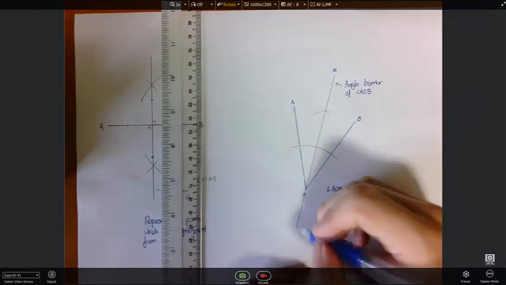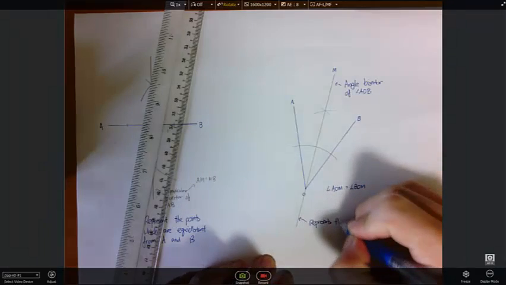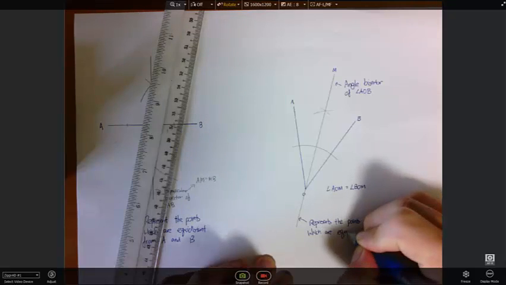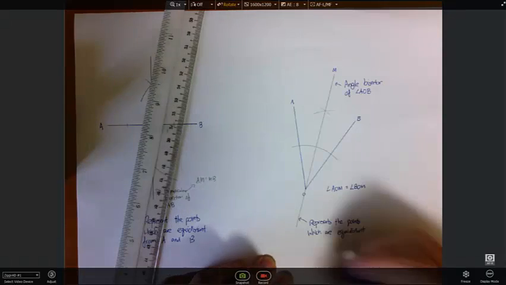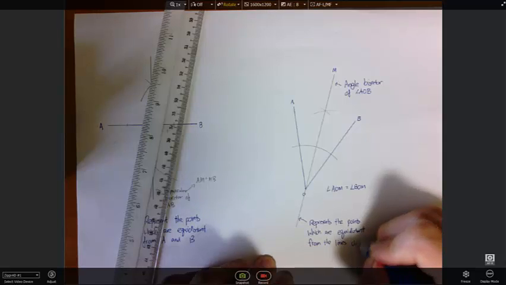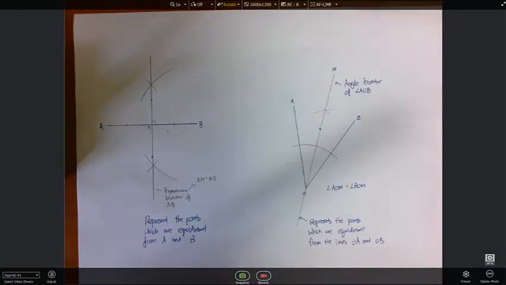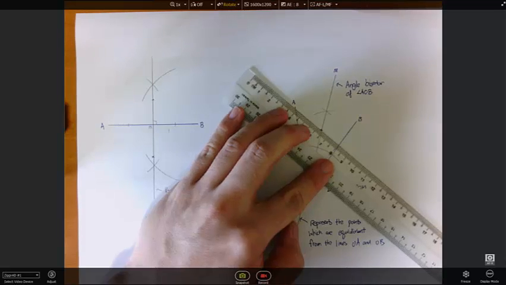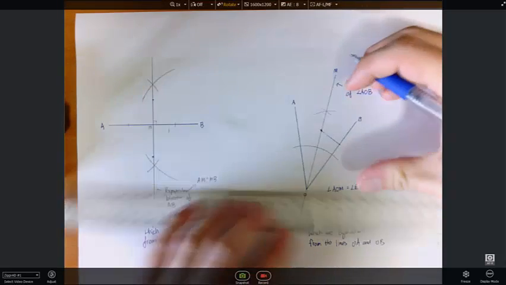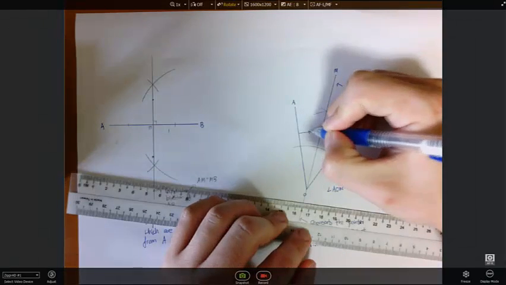Now, one thing about this is what does this represent? This line, the angle bisector, represents the points which are equidistant, which is same distance from the lines OA and OB. What do I mean? You pick any point along this line, you measure the perpendicular distance, like here, like this. This distance will be equal to this distance here. These two distances will be the same.